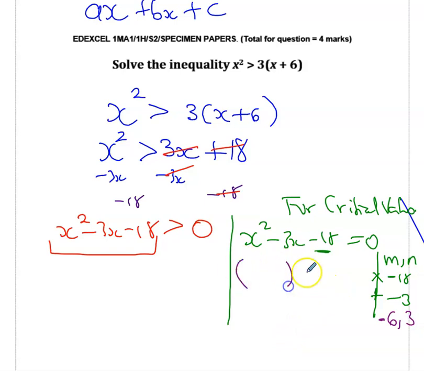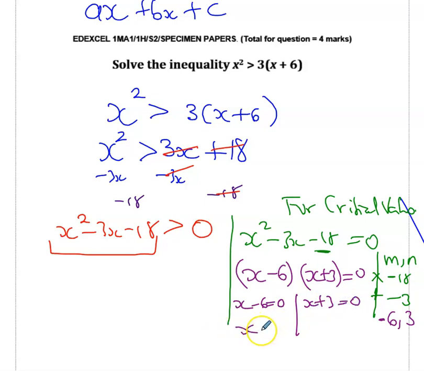That would mean that our equation will factorize into x minus 6 and then x add 3. Okay, now when we have the product of two expressions and the answer is 0, that tells us that either x minus 6 is 0 or x add 3 is 0, which ends up giving us critical values of x equals 6 and then x equals negative 3.